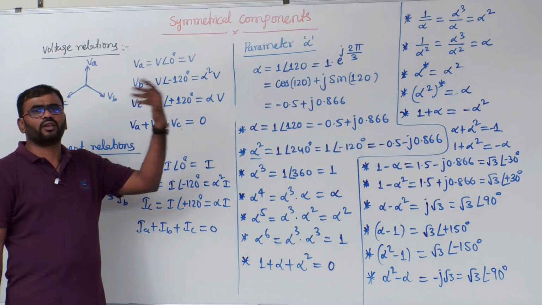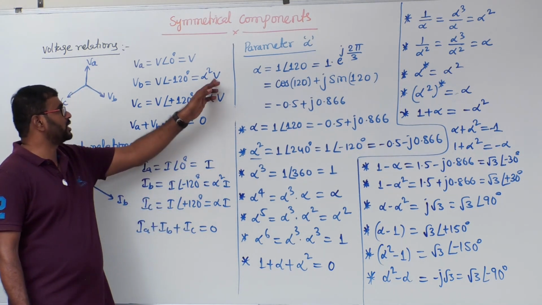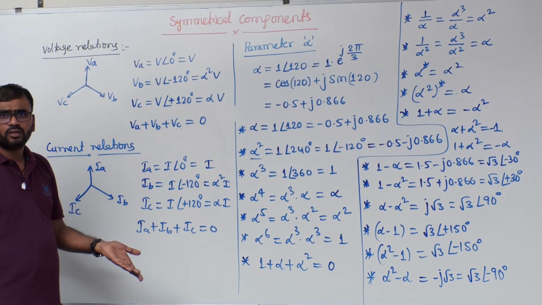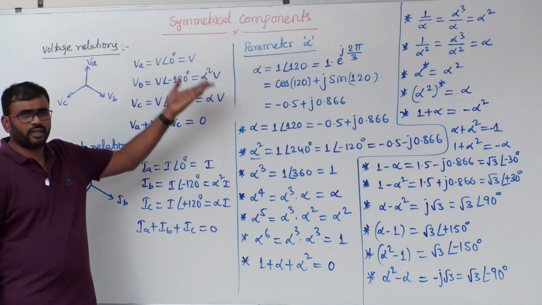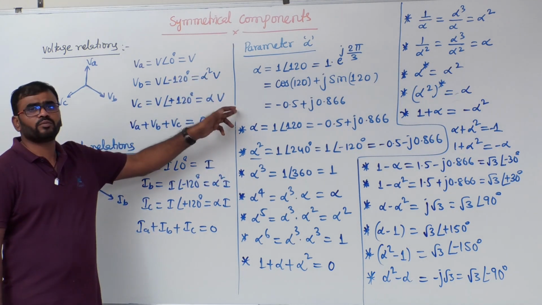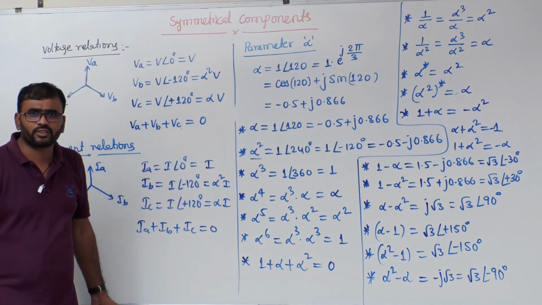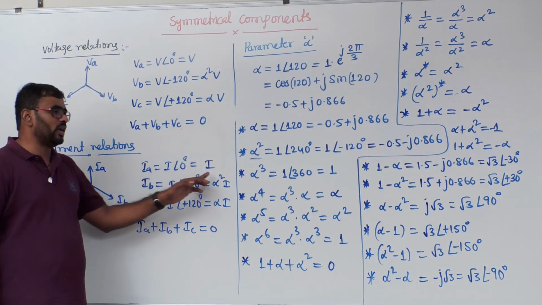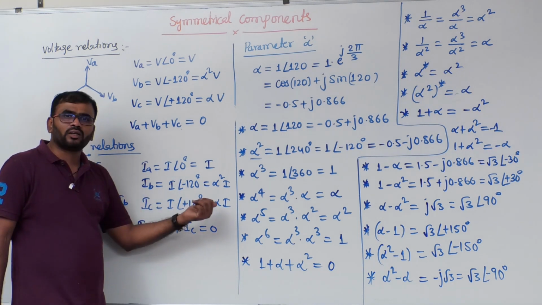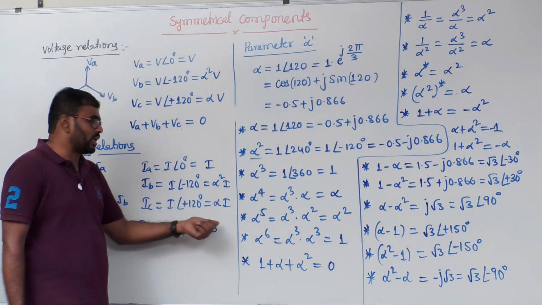VB is alpha square VA, because V is nothing but VA, correct or not? So VB is alpha square VA, nothing wrong. VC is alpha times the VA. This is valid for balanced system. Now IA is simply I. IB is alpha square IA. IC is alpha IA.